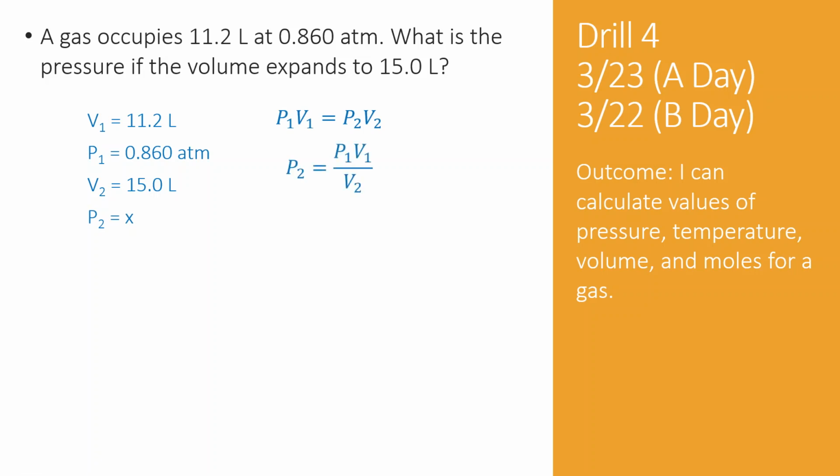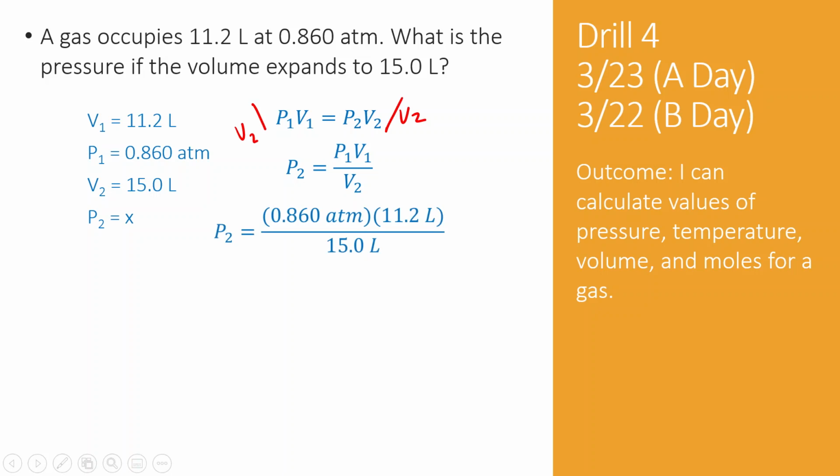I'm going to go ahead and rearrange here. Since we're solving for P2, I just divided both sides by V2, so I get P2 is equal to P1 V1 over V2. So now I just need to plug in these values, and I get my answer here. Notice that units of liters are going to cancel.